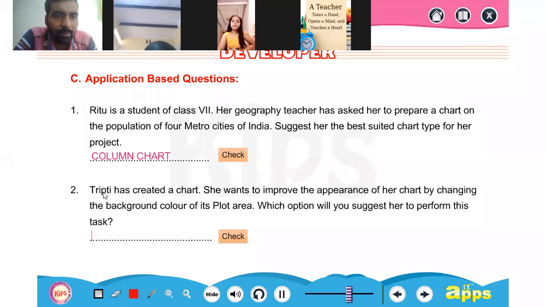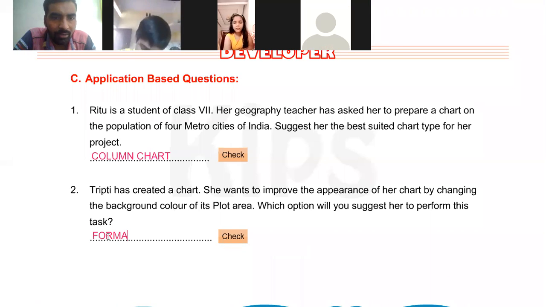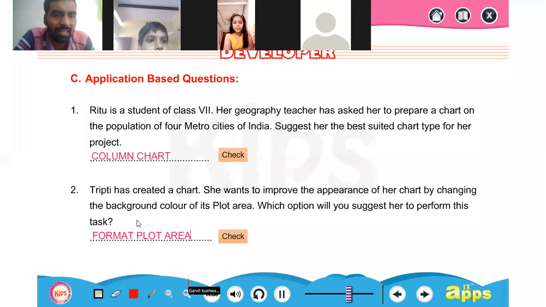Next, Tripti has created a chart. She wants to improve the appearance of her chart by changing the background color of its plot area. So which option will you suggest her to perform this task? Format plot area. Format plot area. Kindly fill this. It will come in exam. All the students, kindly fill this. Format plot area. This is the option.